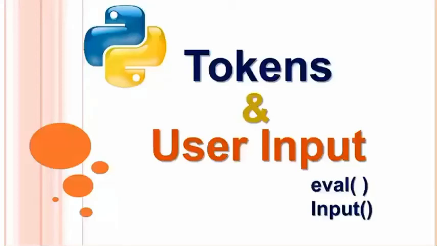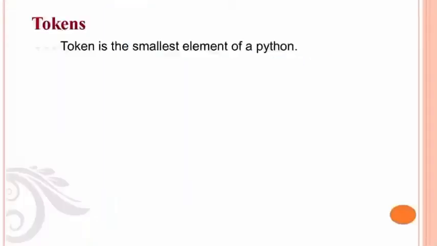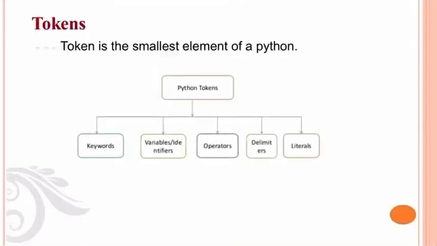Today we can learn about tokens and user input. A token is the smallest element of Python. These are the Python tokens: keywords, variables or identifiers, operators, delimiters and literals.